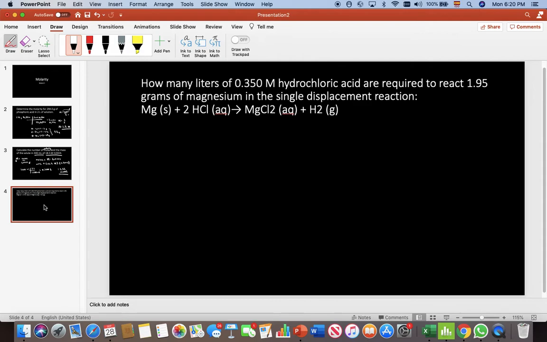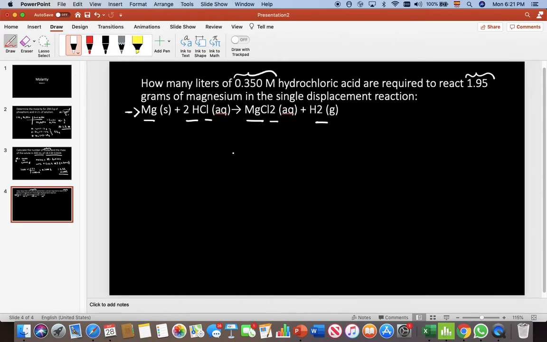So this problem says, how many liters of a 0.350 molar hydrochloric acid are required to react 1.95 grams of magnesium in the single displacement reaction. Okay, and this is our single displacement reaction. First of all, let's check if this equation is balanced. So we have 1 magnesium on my reactant and 1 on my product. Check. 2 hydrogens, and 2 chlorine. So yes, this equation is in fact balanced.